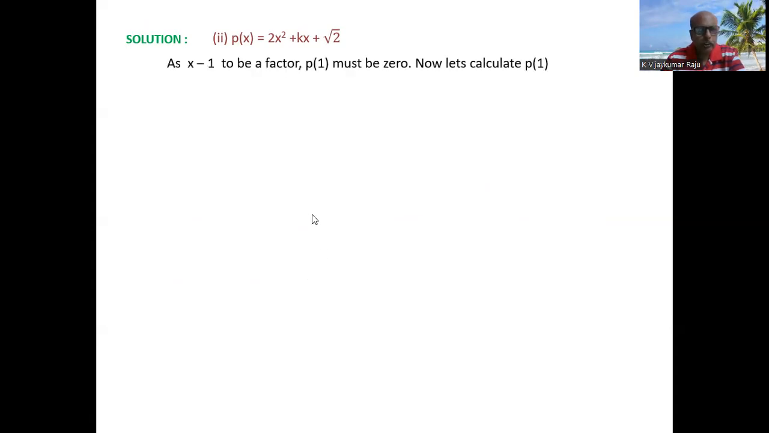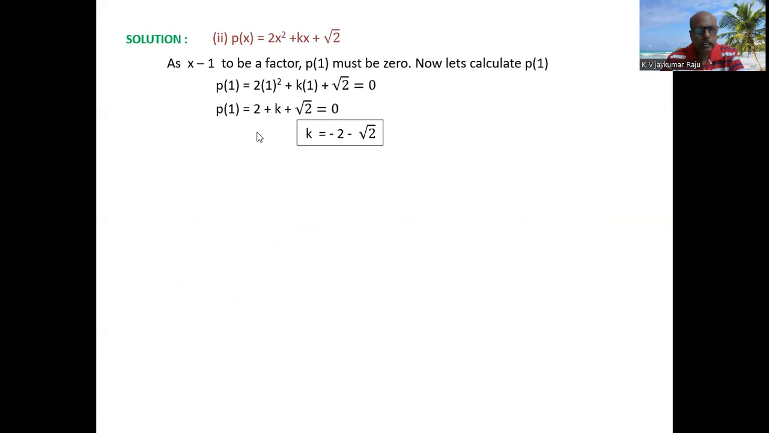Next. Second one. Again the same factor. So let's calculate p of 1. So p of 1 is equal to 2 into 1 raised to 2 plus k into 1 plus root 2 equal to 0. So this is 2 plus k plus root 2. K is equal to, take 2 this side, minus 2, take root 2 this side, minus root 2. K value is minus 2 minus root 2.